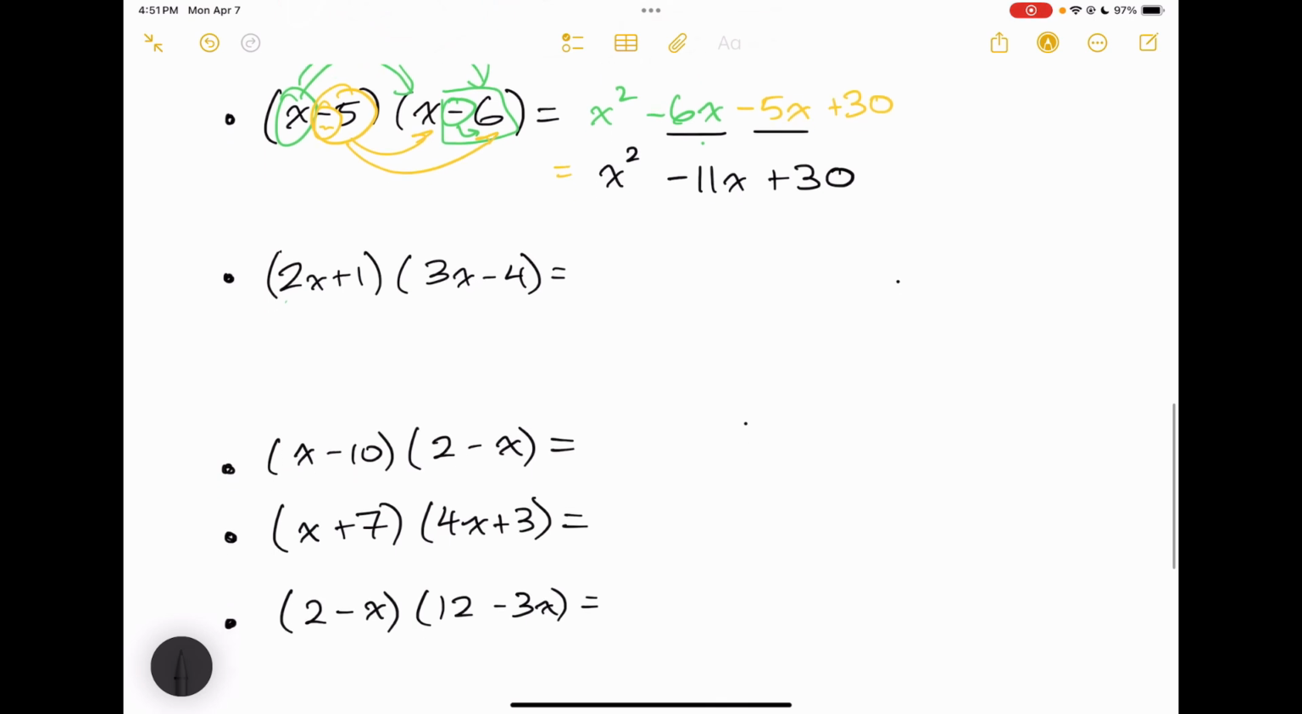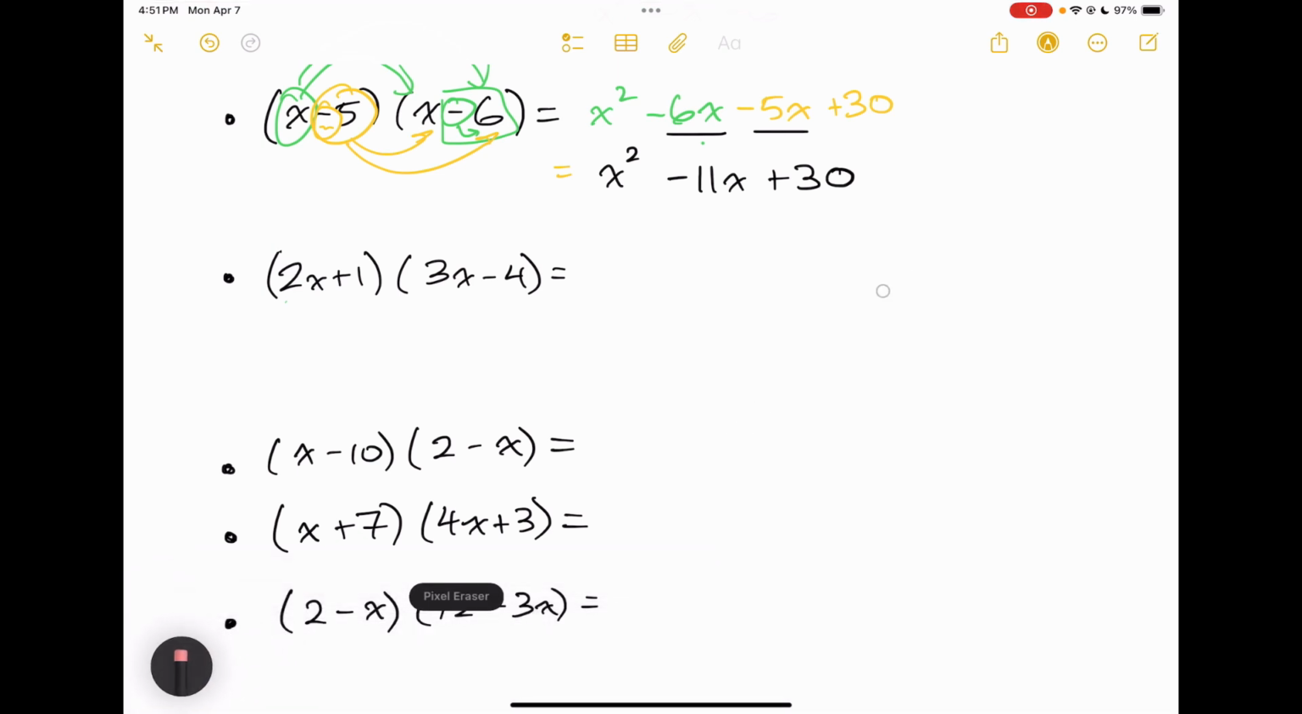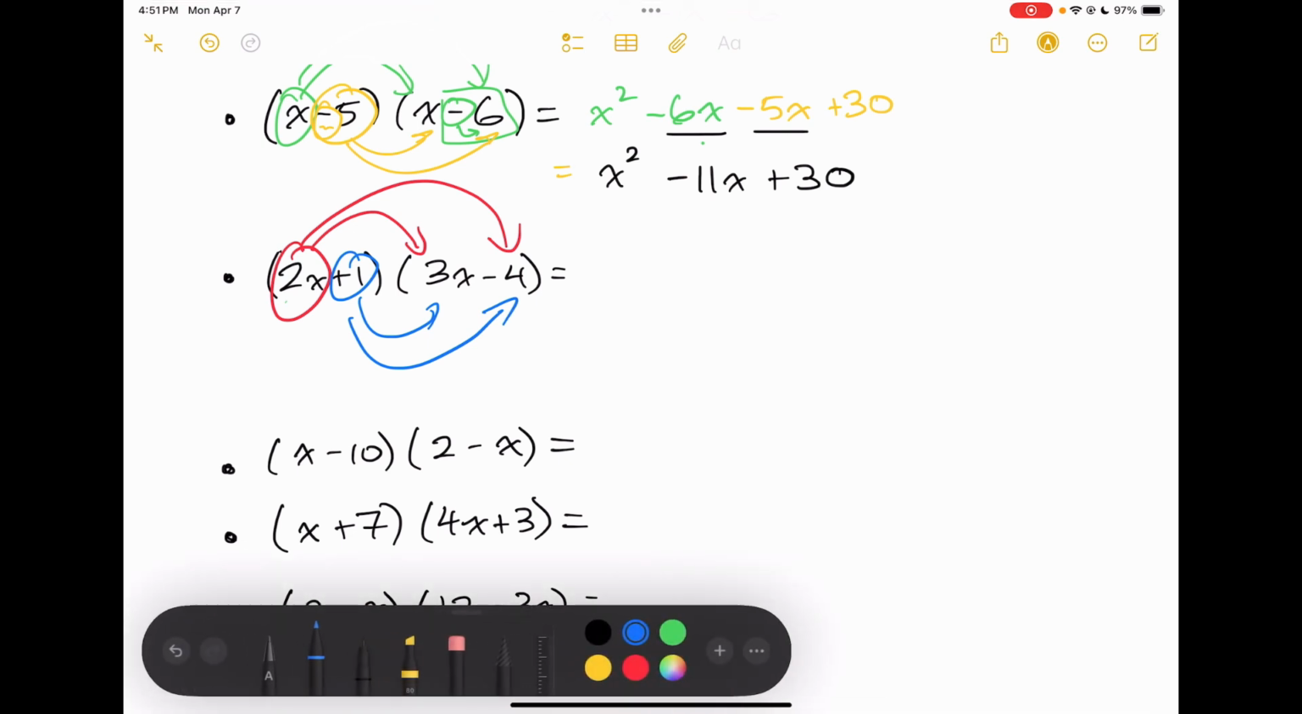One last one before I let you guys loose on your own. In this case, we have a mixture of weird variable terms. Don't let it jumble you up, though. This is still 2x as the first term in the first. And it's going to visit everything in the second and pass out its party favors. And then after that, this 1 is going to do the same thing for the second. So let's figure out what that does.